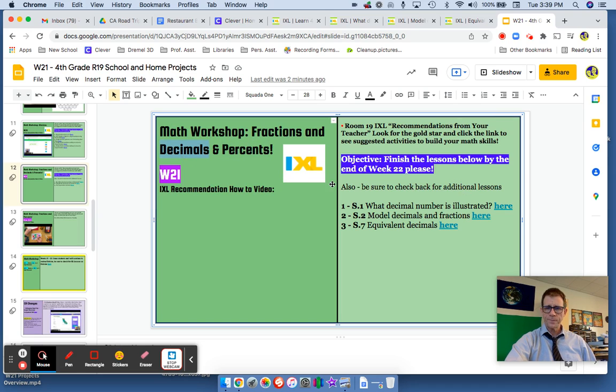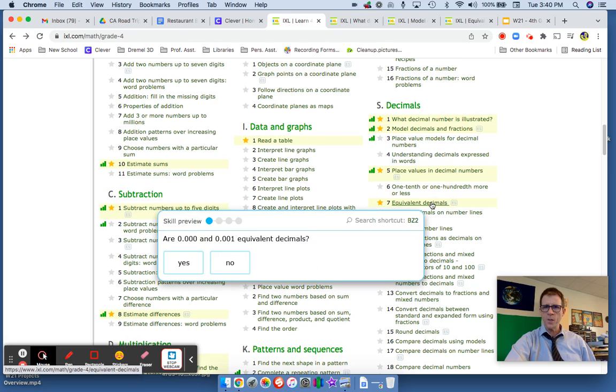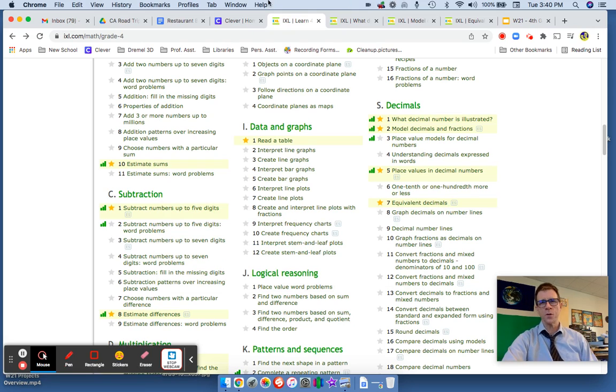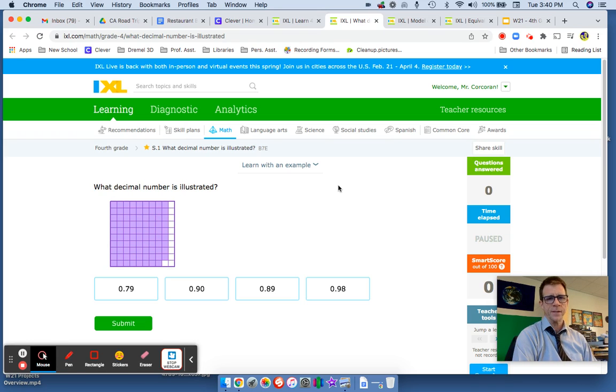So for week 21, I have S1, S2, and then I jump to S7 because these 1, 2, and 7 seem like they're connected the closest for what I'm trying to teach. So students, this box represents 100, and there are 10 columns and 10 rows, and 10 times 10 is 100. So you could do this by counting by tens, 10, 20, 30, 40, 50, 60, 70, 80, almost 90.